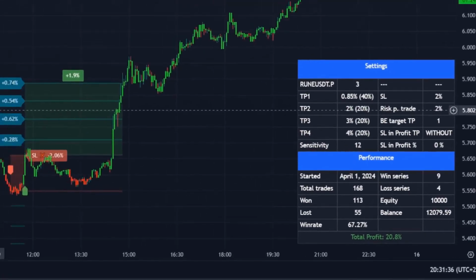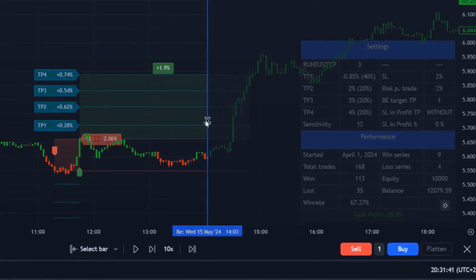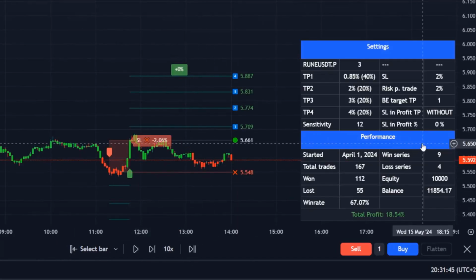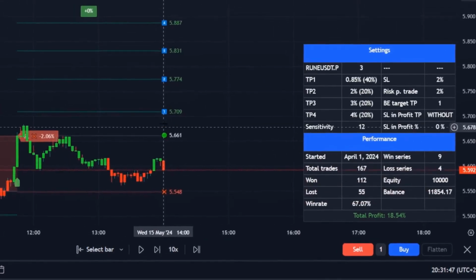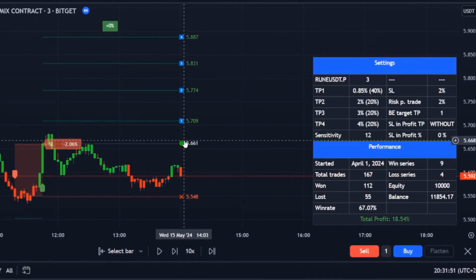Then we have the live performance fields here. I will explain them briefly as well. You can see here, for example, if I go up now and say, hey, we haven't taken a profit yet. But it also shows you at which price zones you can set limit orders in advance, and at which price zones you can take your take profit.